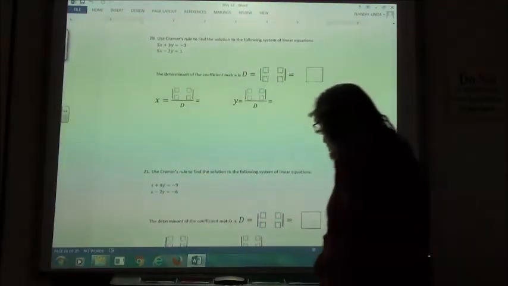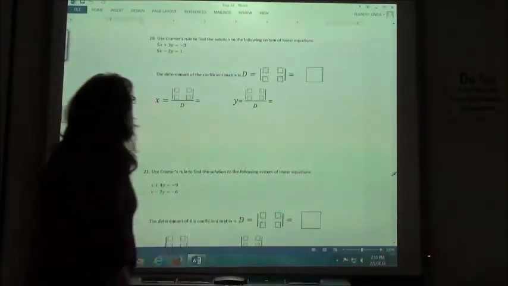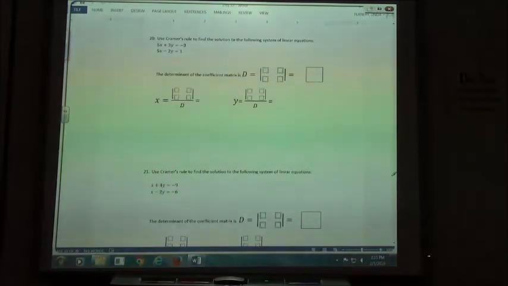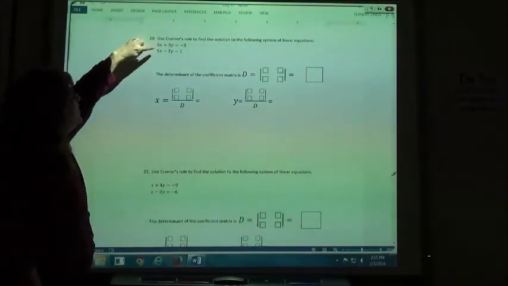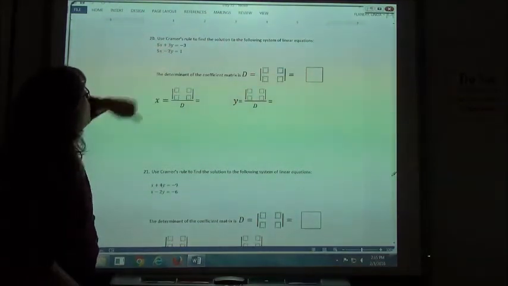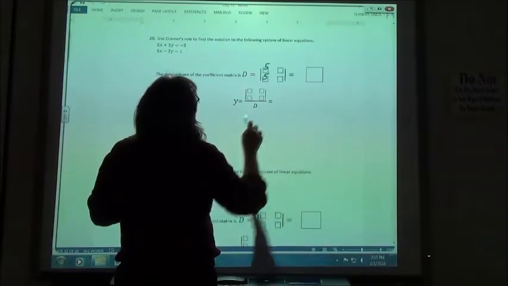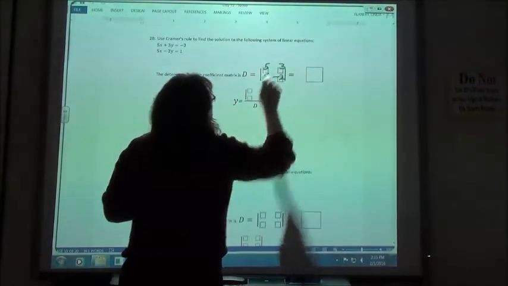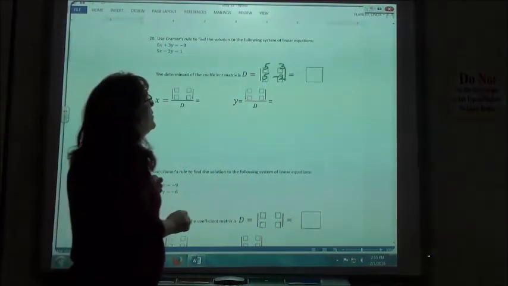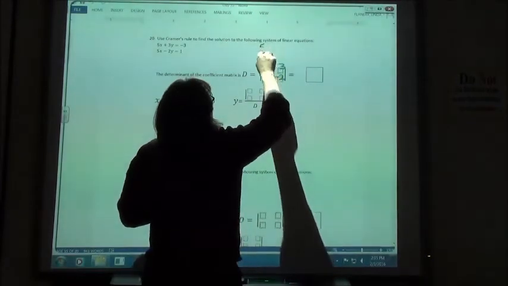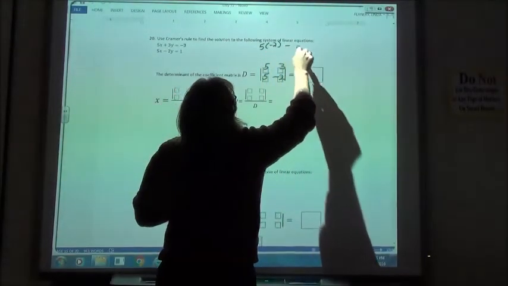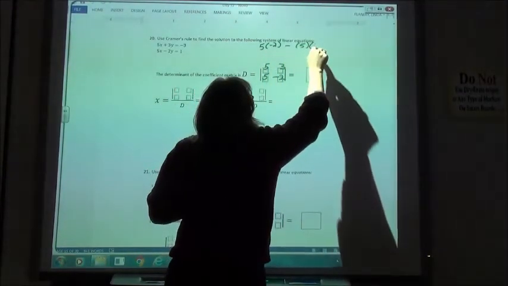Again, we're going to use our Cramer's rule to find the solution of our system of equations. First determinant, determinant D, we're using the coefficients of the x's, the coefficients of the y's. So 5 and 5 go in my x column, 3 and -2 go in my y column. Doing my cross product. 5 times -2 minus 5 times 3.